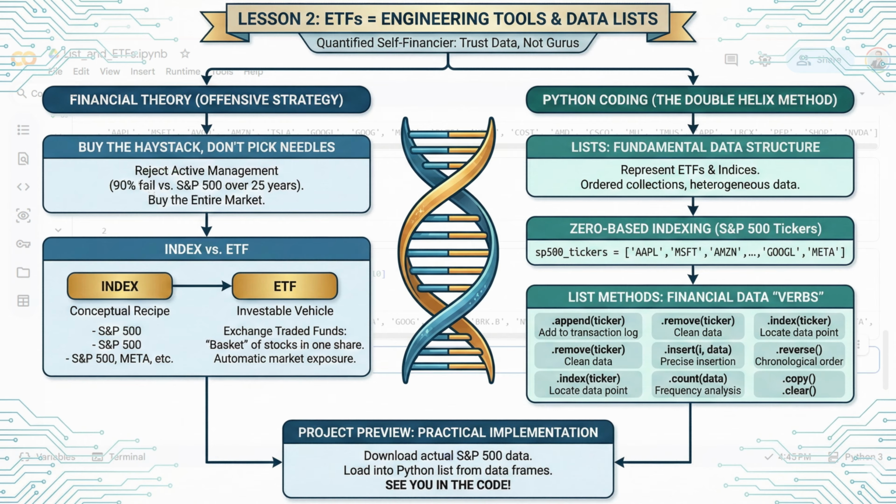Then, we transition to practical Python coding, introducing lists as the fundamental data structure to represent these ETFs. Lists can hold ordered collections of data, whether it's integers for prices, strings for tickers, or mixed lists. We introduced list methods as the verbs to manipulate this financial data. These allow us to build transaction logs, clean data, and locate specific data points. In the next video, the project for Lesson 2, we are going to open our Python environment for real. We will download the S&P 500 data and load it into a list made of columns from data frames. See you in the code.